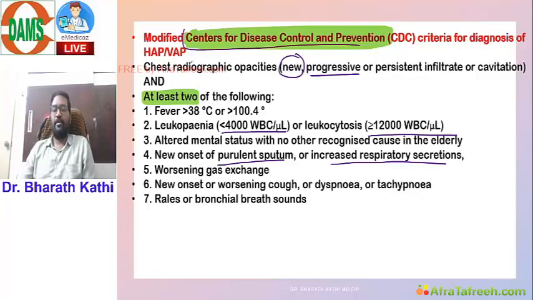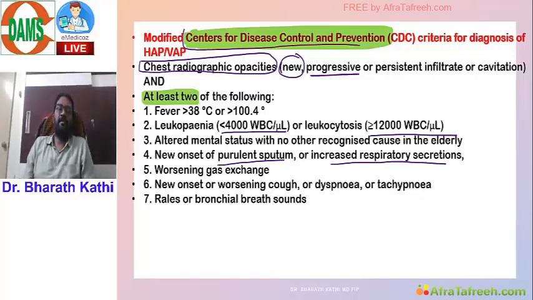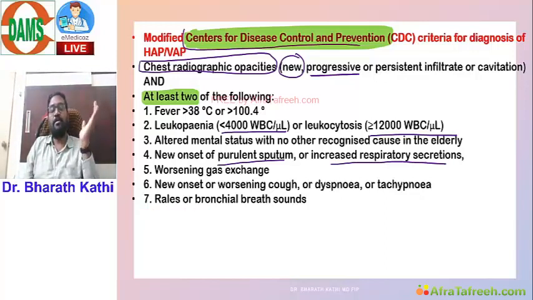And once again, for diagnosis of hospital acquired or ventilator associated pneumonia, the most important is chest X-ray along with that clinical evidence. So this is more of a clinical criteria because we are not using any culture or gram staining here. Fever, leukopenia, altered mental status with no recognized cause in the elderly, new onset of purulent sputum or increased respiratory secretions, worsening gas exchange, new onset worsening cough, dyspnea, tachypnea, rales, bronchial breath sounds.